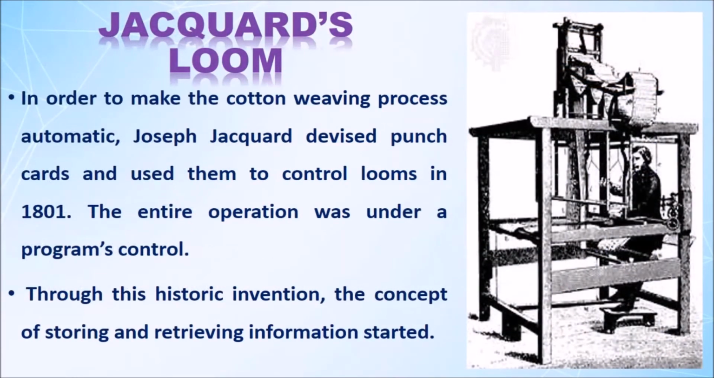Next was Jacquard loom. Now here, in order to make the cotton weaving process automatic, Joseph Jacquard devised a punch card and used them to control looms in 1801. The entire operation was under a program control. Through this historic invention, the concept of storing and retrieving information started. So this was Jacquard loom, and it was invented in 1801.